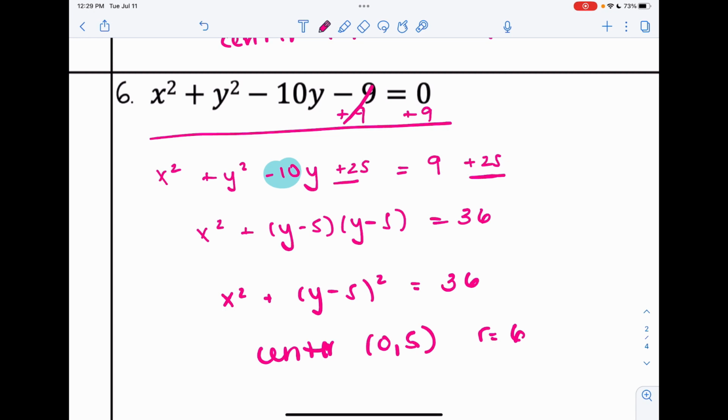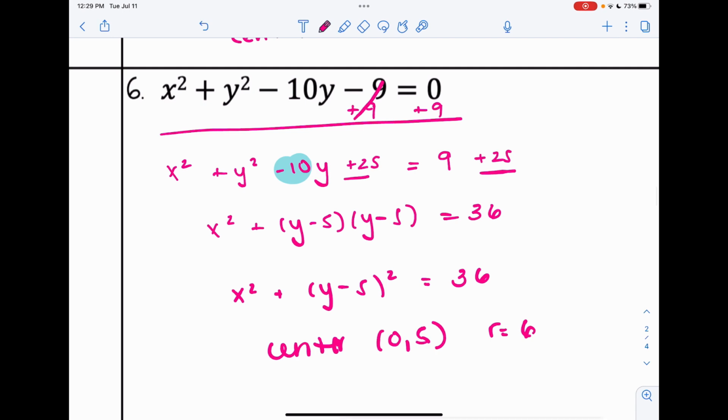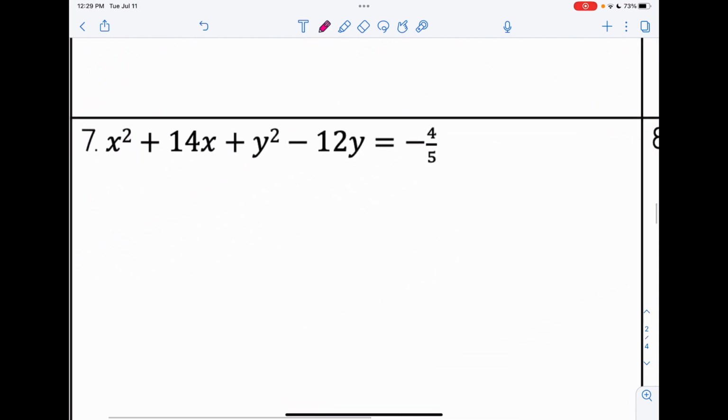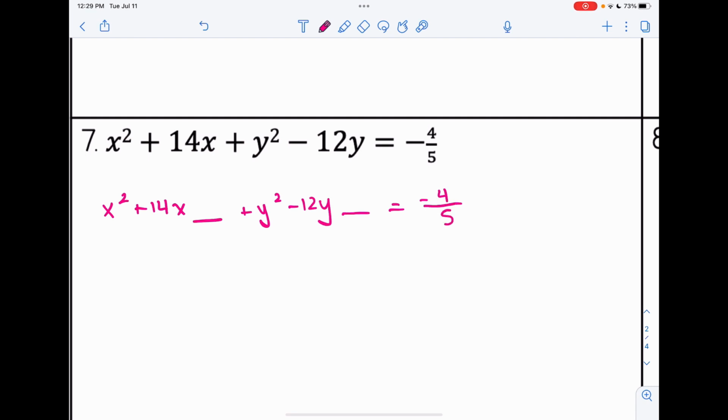All right, let's take a look at 2 more. Hopefully it's starting to seem repetitive. All right, number 7 is set up exactly the way I want it. I have 2 x terms, so I'll be leaving a space after it. 2 y terms, so I'll be leaving a space after it. And the constant's already on the right-hand side. Yes, it happens to be a fraction here, but other than that, this is really set up exactly how we want. All right, we're going to fill in our blanks.